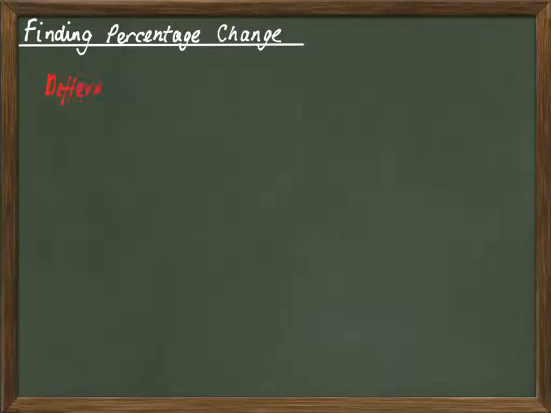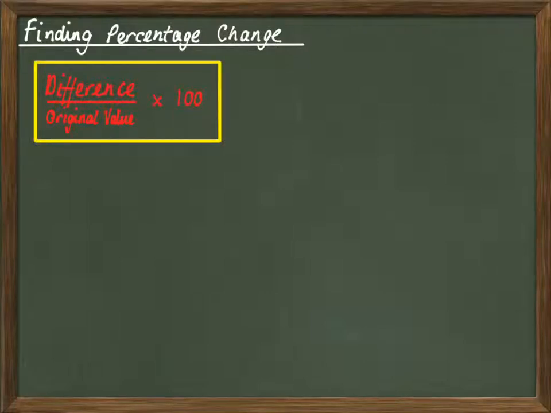So it's always difference over original value, and then, same as with what we've done in other videos, to change a decimal to a percentage, you times by 100. Difference on the top, original value on the bottom, I can't stress how important that is. Original value, always where you start from. You measure change from where you started to where you finish. So always over original value, whether that's the higher one or the lower one, it doesn't matter.